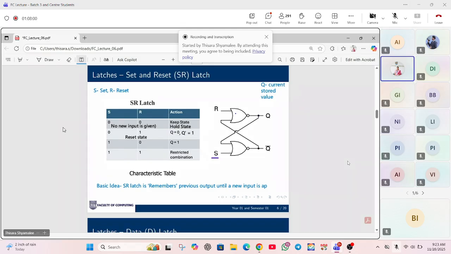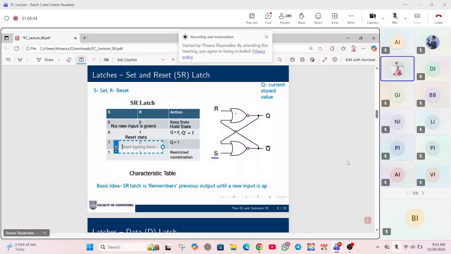So the first state is the keep state or hold state. That means no new input is given, S equals 0 and R equals 0, so it depends on the previous output. Then S equals 0 and R equals 1 is the reset state, because we call R the reset. R becoming 1 means it is the reset state. In the reset state, always Q equals 0, and Q bar is the inverse of Q, so Q bar is 1.